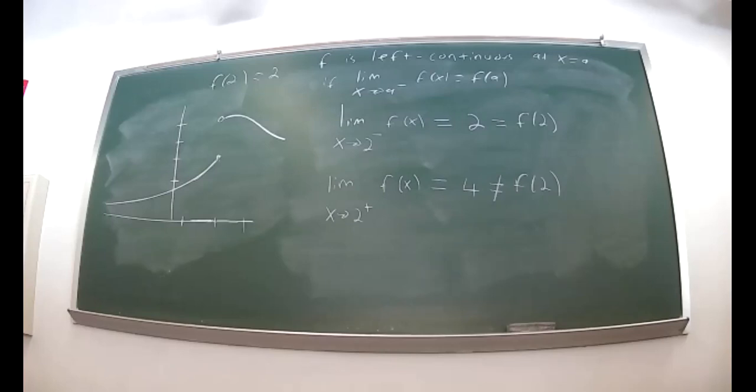We should speak a little bit about what's the number for x approaches. So in the middle of the board, it's x approaches 2 from the left, and the lower display is x approaches 2 from the right. At the very top of the board, it says f is left continuous at x equals a if the limit as x approaches a from the left of f of x is equal to f of a.